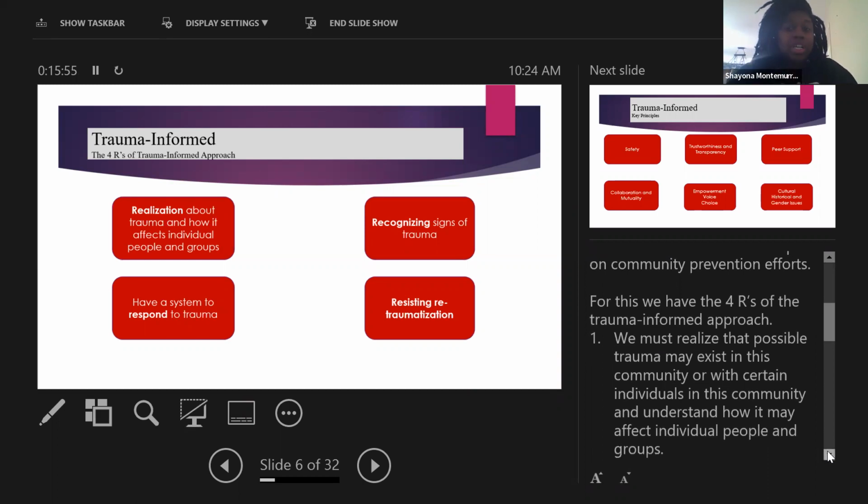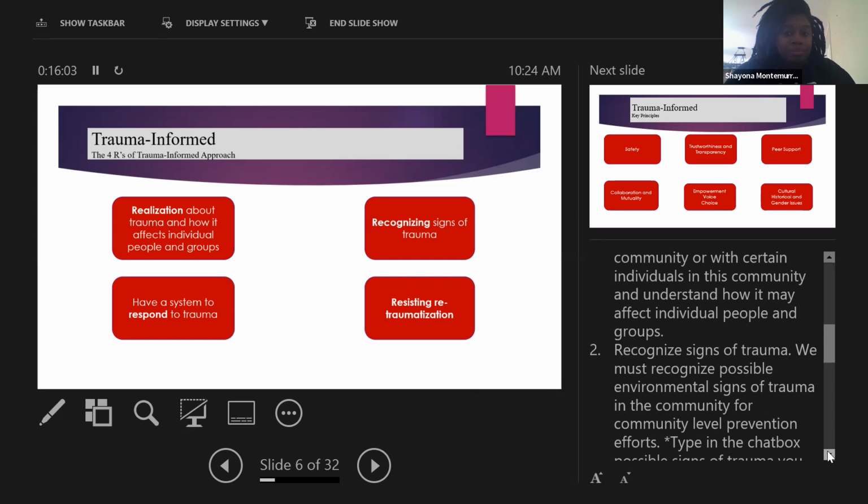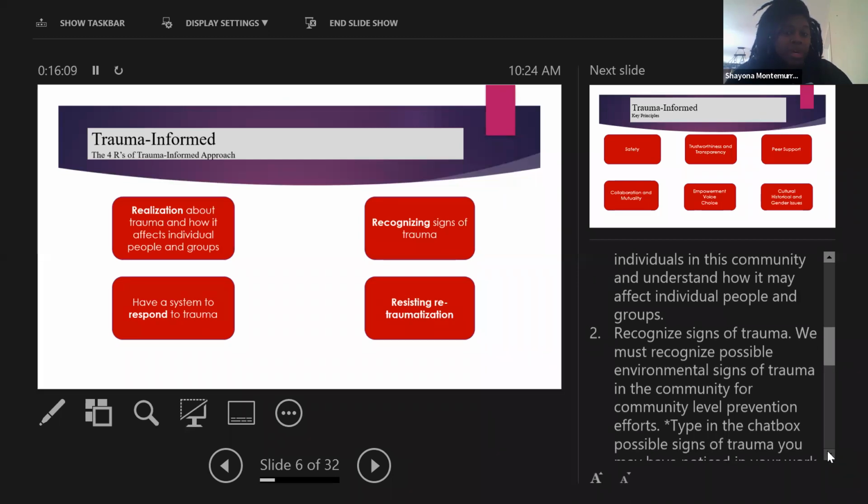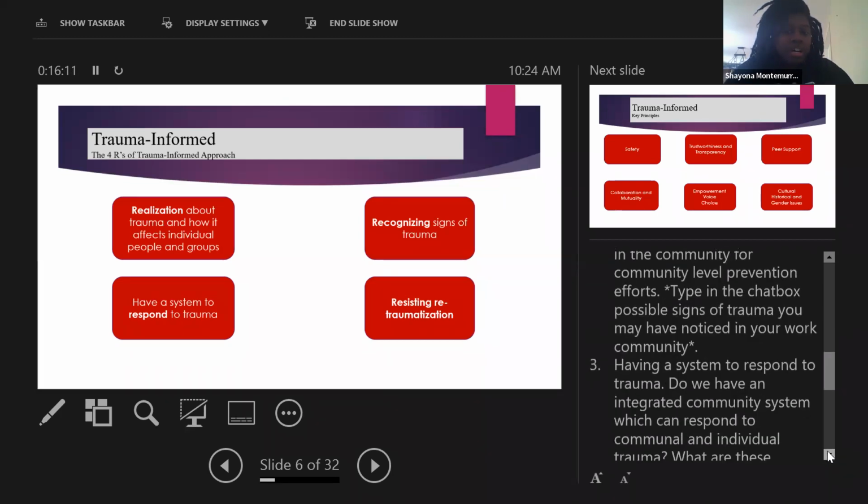So we must recognize that possible trauma exists in this community or certain individuals in this community and how it affects us. We have to also recognize possible environmental signs of trauma in the community for community level prevention efforts. We need to have a system in place to respond to trauma. How are we going to respond to any particular trauma?